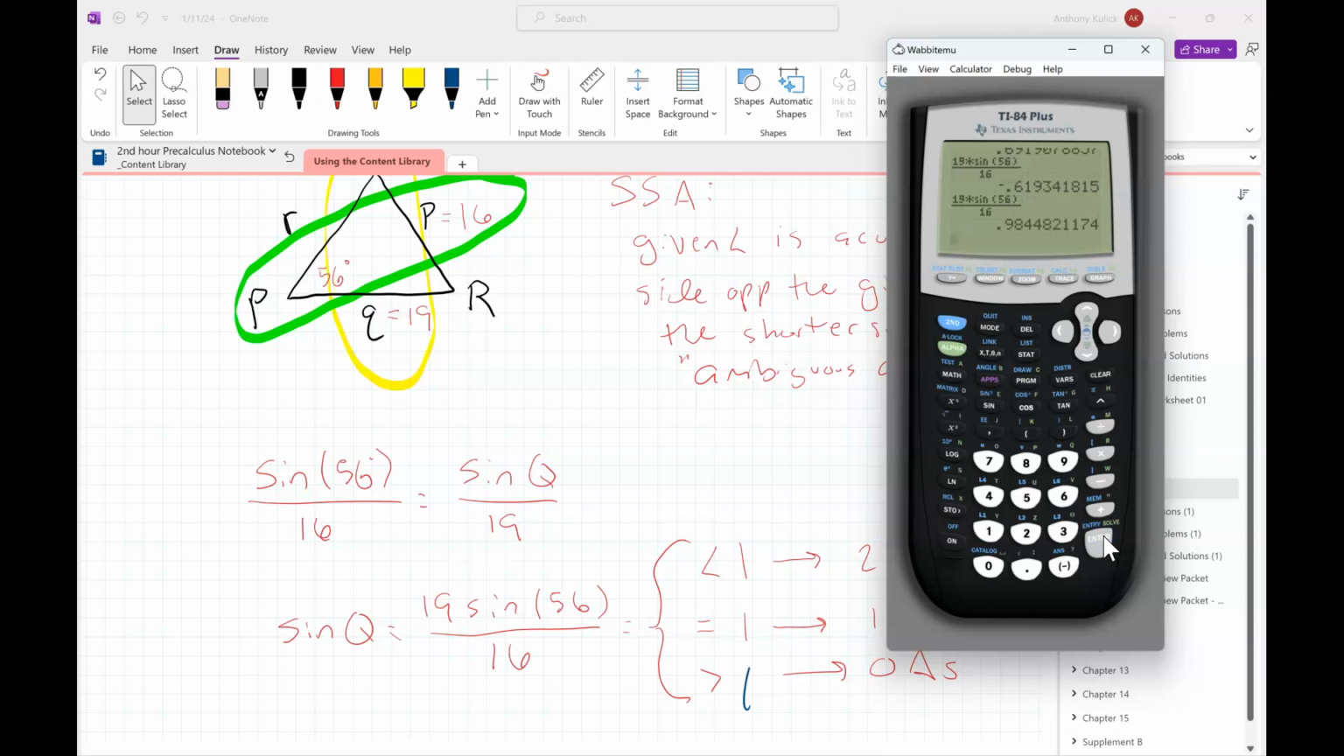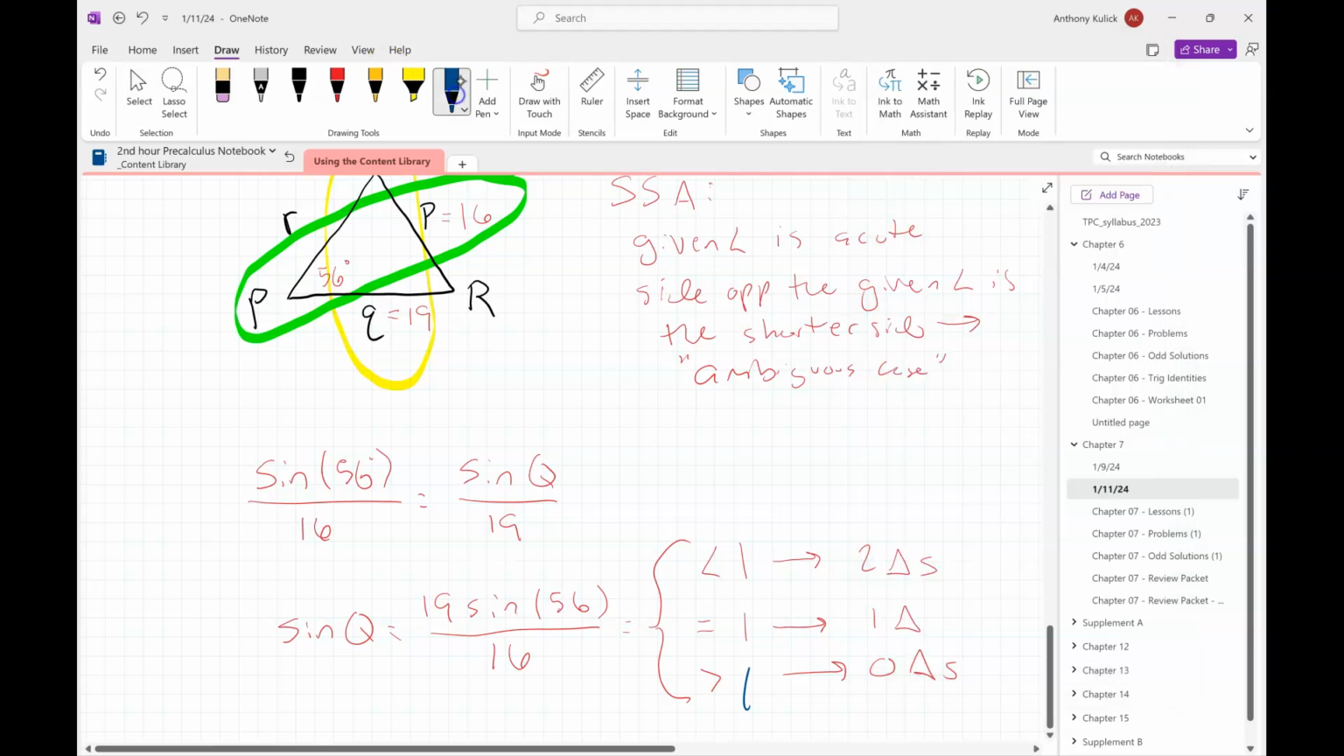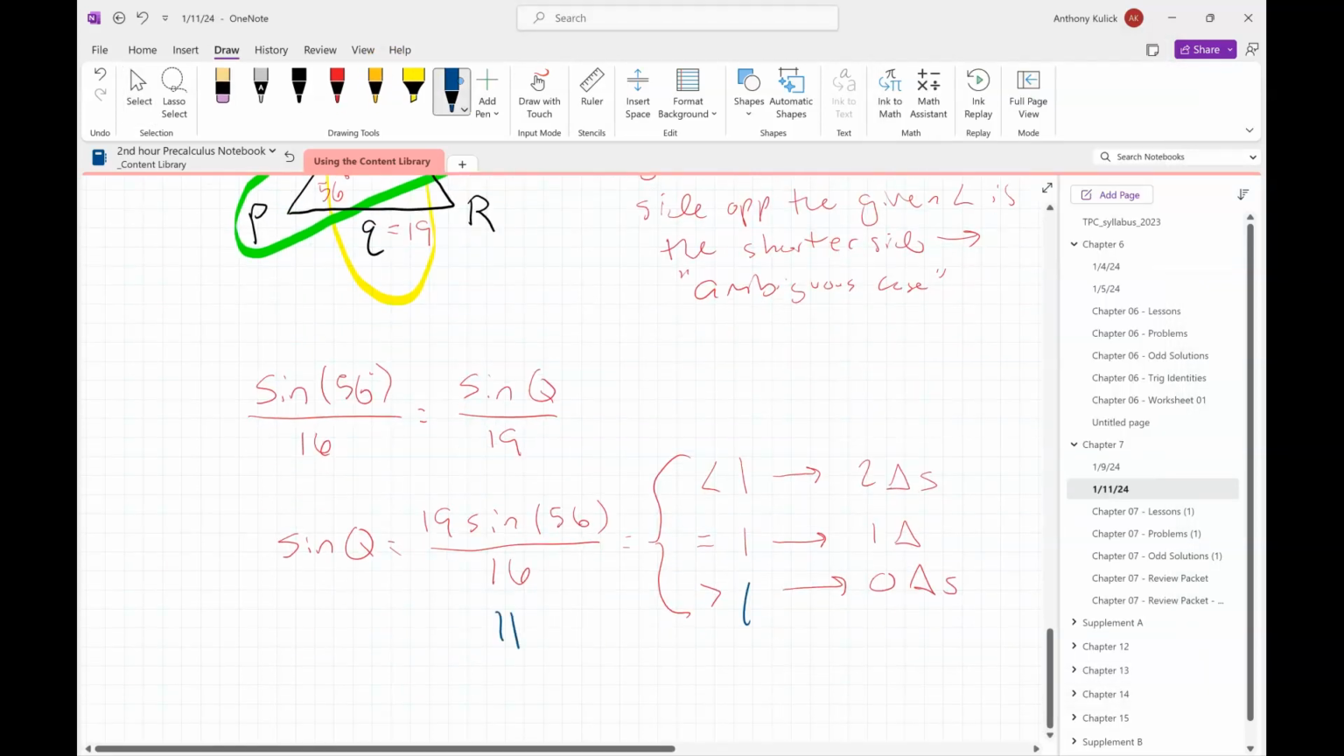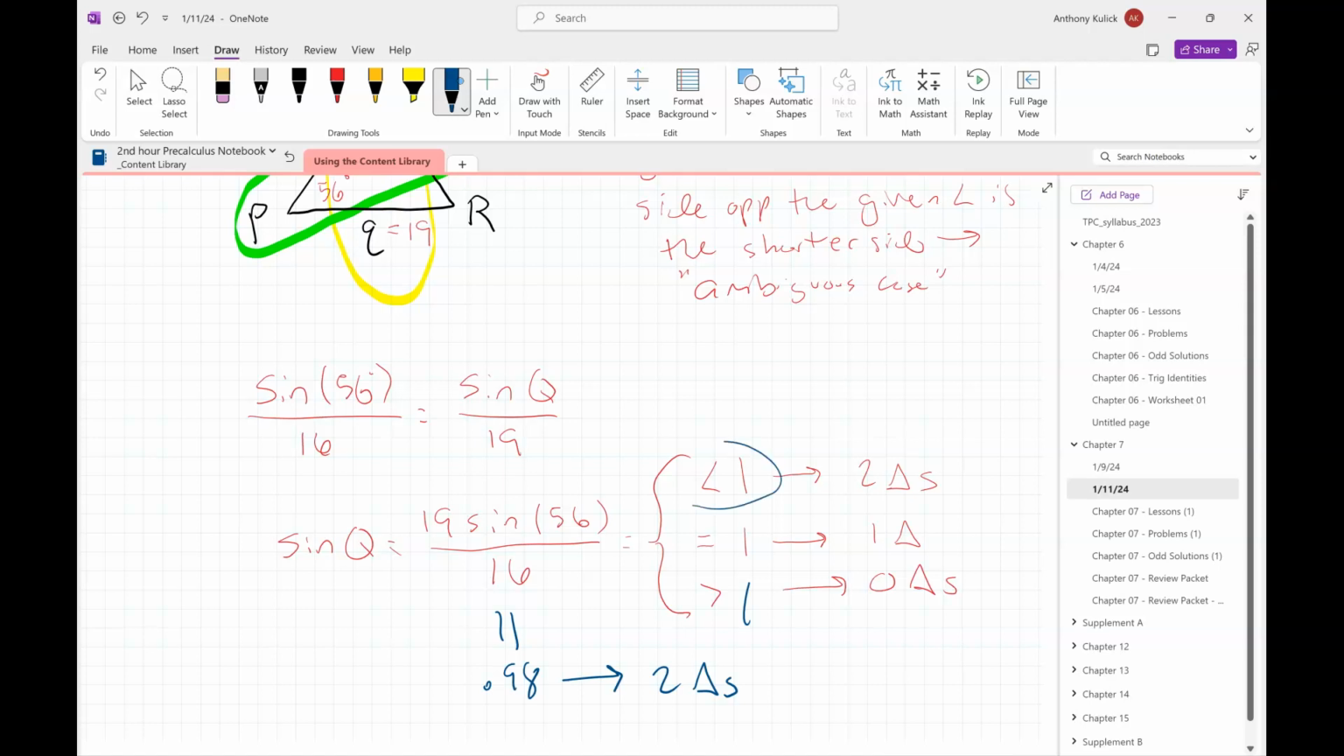So that number is 0.98. So what would we conclude? Two triangles, right? 0.98 is less than 1, right? Does that feel okay? You guys ready to do an example of this?